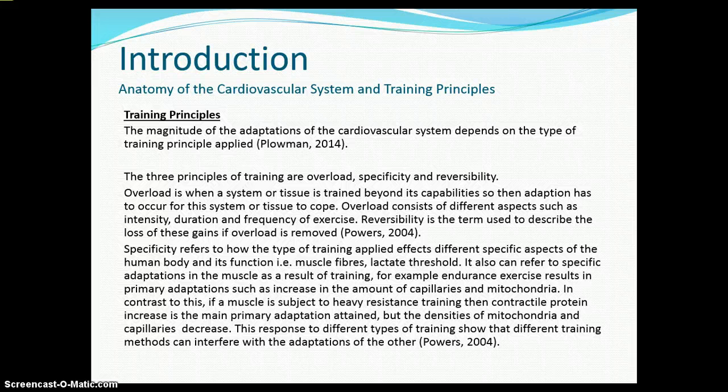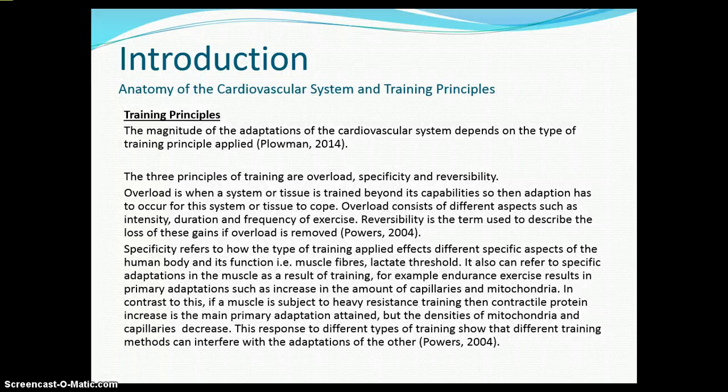Reversibility is the term used to describe the loss of these gains if overload is removed. Specificity refers to how the type of training applied affects different specific aspects of the human body and its function, i.e. muscle fibers and lactate threshold. It also can refer to specific adaptations in the muscle as a result of training.